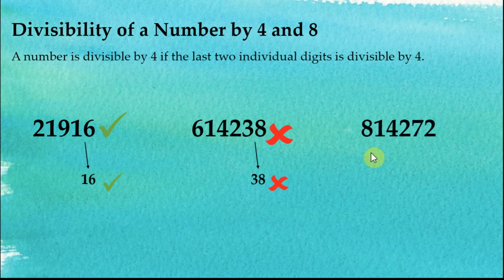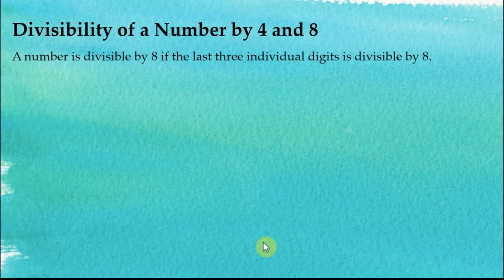And the last one, 814,272. Is this divisible by 4? We check the last two digits. The last two digits are 72, and we know that 72 is divisible by 4, and therefore this number is divisible by 4. So this is easy, right? Okay, how about the divisibilities of a number by 8?